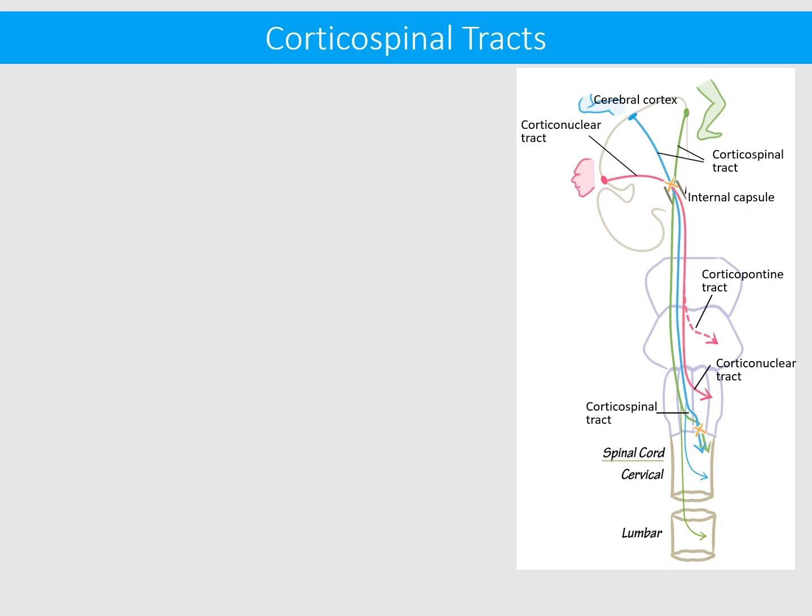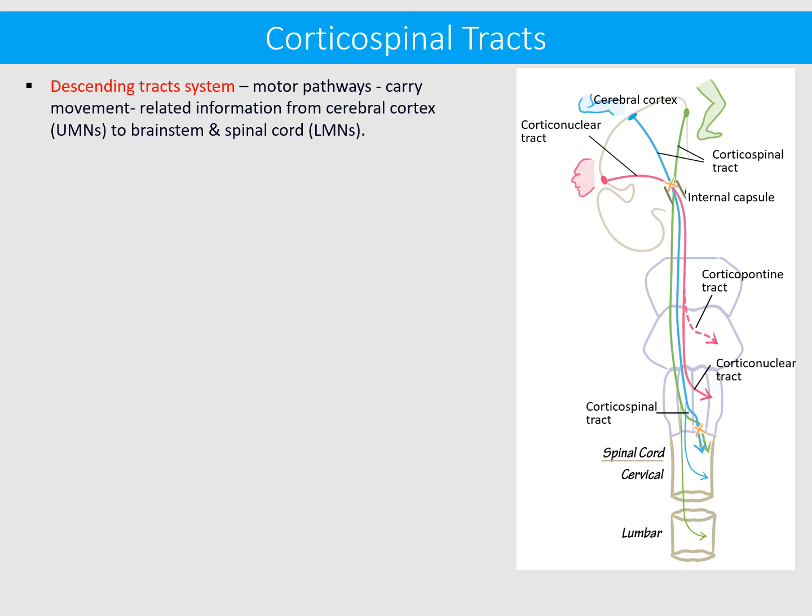Today we are going to start the descending tracts in the central nervous system. Out of these, today's topic is corticonuclear tracts in the CNS. Corticonuclear tracts are part of the descending tract system, which are also named motor pathways. They carry movement-related information from the upper motor neurons present in the cerebral cortex to the lower motor neurons present in the brainstem and spinal cord.